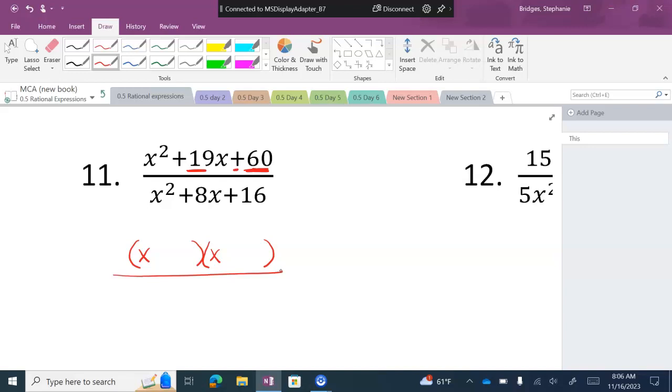If we're not sure, we can make a list. 15 and 4, yes. 15 and 4 multiply to give me 60, and they add to give me 19. Remember, if my second sign is a plus, that means my signs are going to be the same, and they will both be whatever that first sign is, so they are both going to be plus.